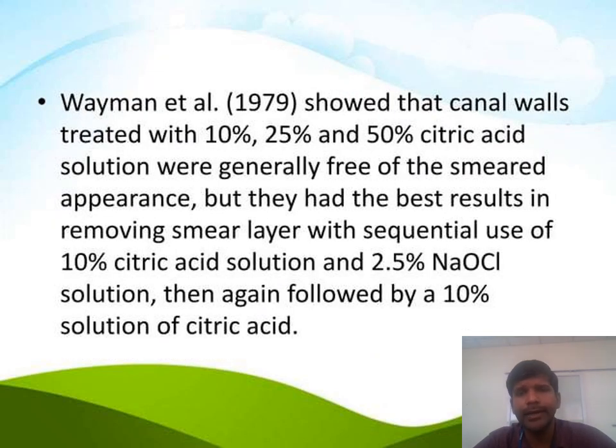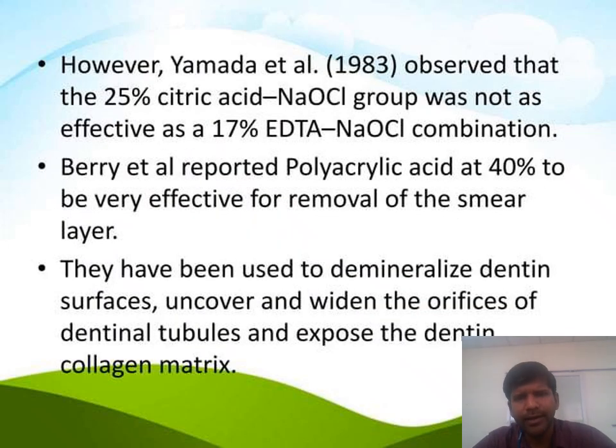Wayman et al. in the year 1979 showed that canal walls treated with 10%, 25%, and 50% citric acid solution were generally free of smeared appearance, but they had the best results in removing smear layer with sequential use of 10% citric acid solution, 2.5% sodium hypochlorite solution, then again followed by 10% solution of citric acid. However, Yamada et al. in the year 1983 observed that 25% citric acid sodium hypochlorite group was not as effective as 17% ethylenediaminetetraacetic acid sodium hypochlorite combination.